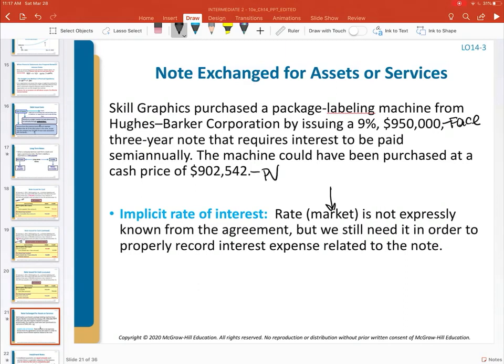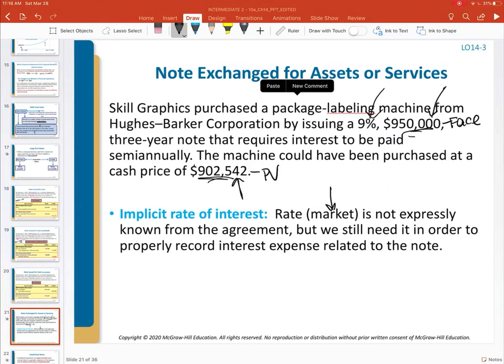So in order to account for this, the accounting is going to be similar to a bond, because if we have a present value of $902,000, but we're promising a future value of $950,000 with a 9% interest rate, then we have essentially the same type of situation as where we had issued a bond with a discount. Our note is worth $950,000 and the piece of machinery that we got on that day is only worth $902,000. So we essentially are issuing this note and receiving a machine that has a lower value than the face amount of our note.